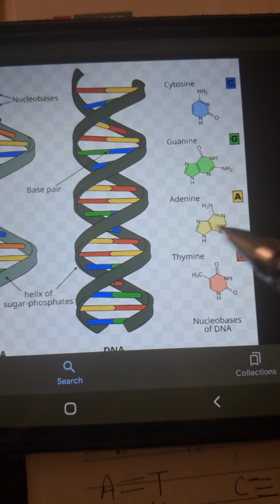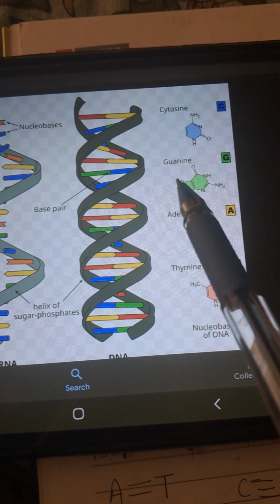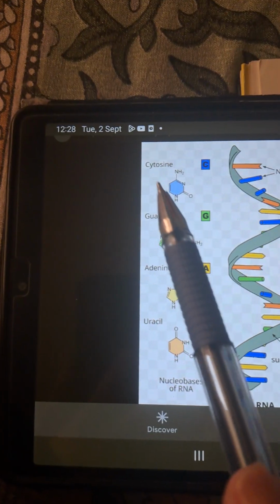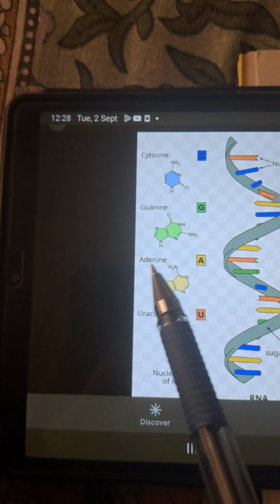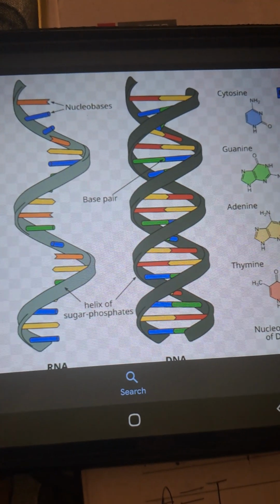इट इज आरएनए. यहाँ पे सिंपली आप ग्रुप्स देख रहे हैं. You can see the 4 major groups, that is cytosine, guanine, adenine and thymine. And in case of RNA, there are also 4 groups, that is cytosine, guanine, adenine and uracil. These groups are called nitrogenous bases.